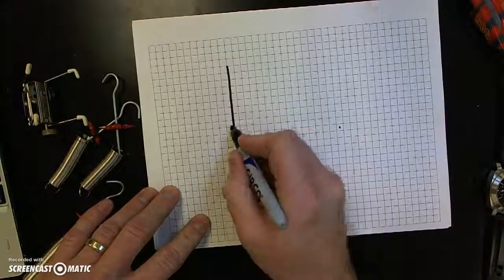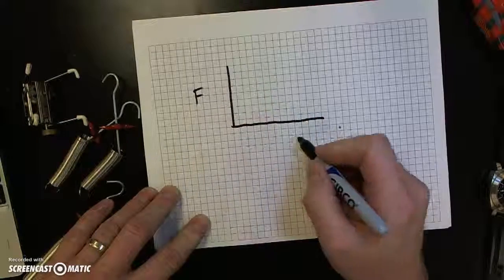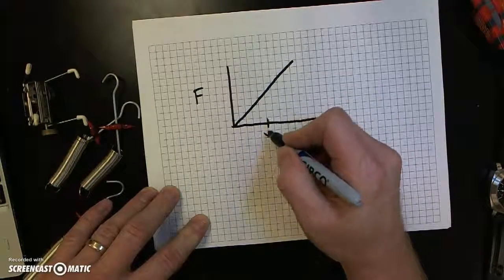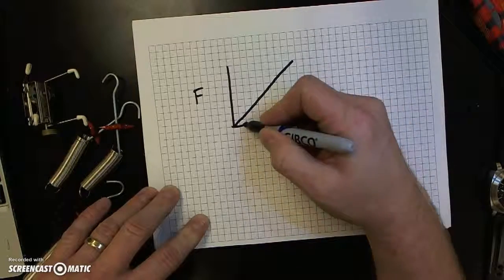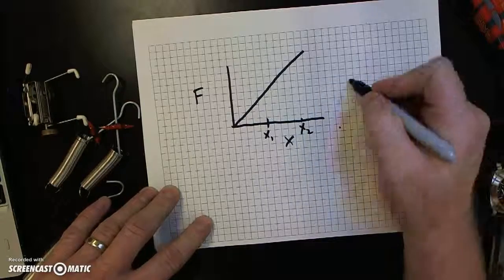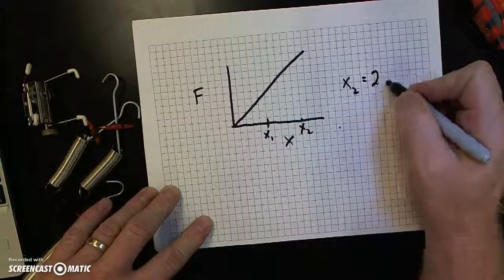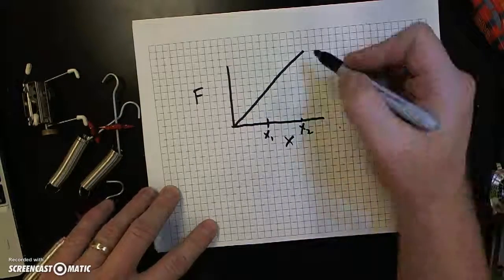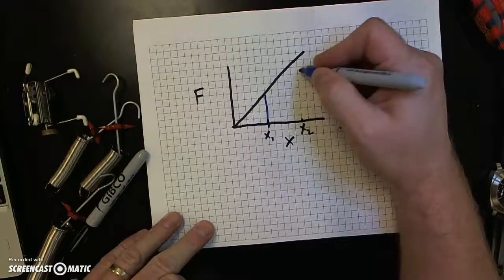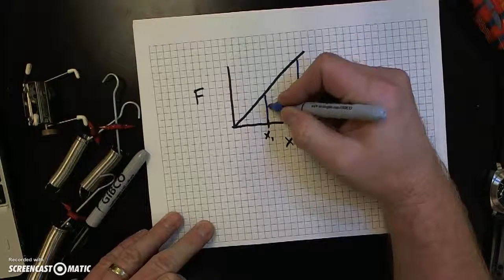So if we would like to do a force versus x graph, here's my graph, it goes in like this, and I'm going to call this x1. And we're at the same amount here, so we'll continue that out. We'll call that x2, and x2 equals 2 times x1, in other words, twice the stretch. So I'm basically going to want to find the area right in here. So I'm going to find all this area.